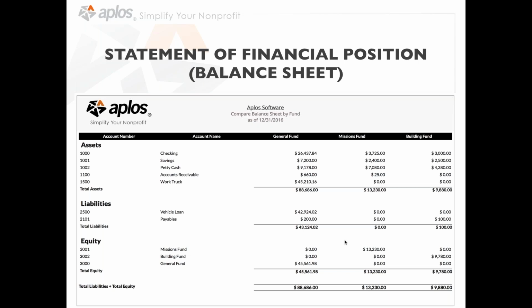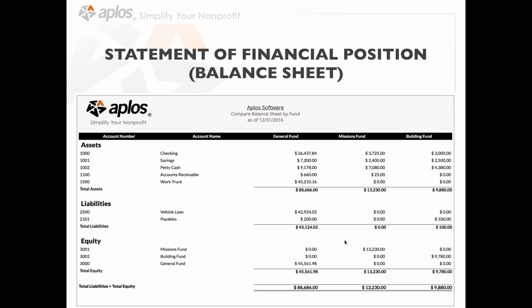You might see that you've got $34,000 in the bank account in checking, but you need to see out of the total in checking, how much is actually general, missions, or building fund. So in this kind of layout, you'd have a column for each fund.